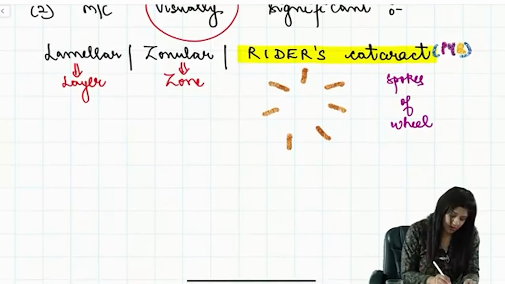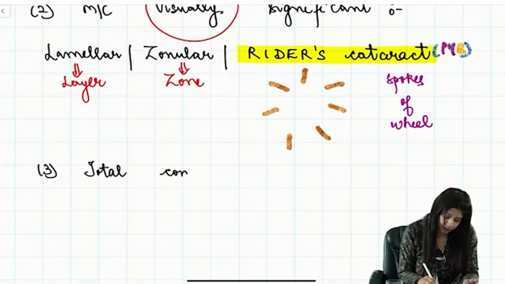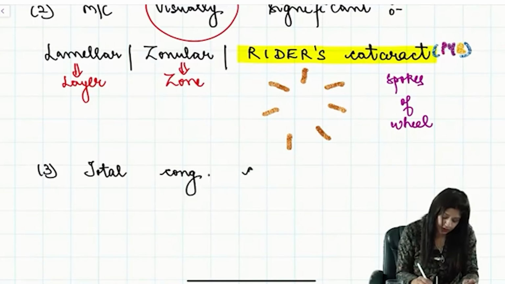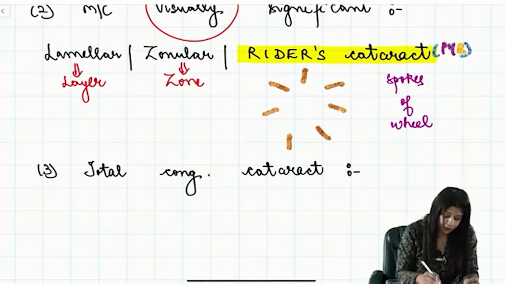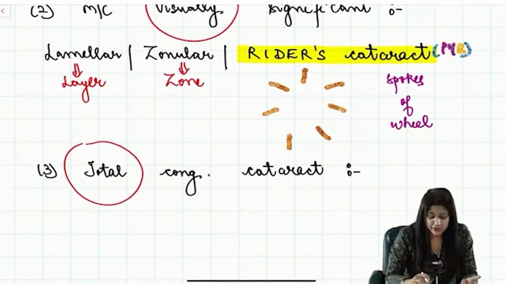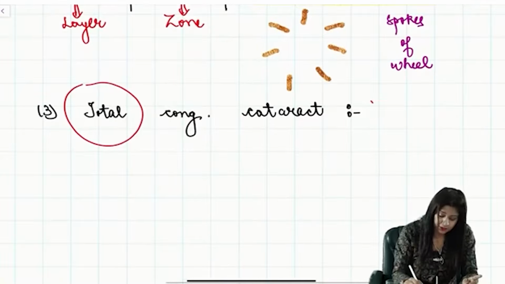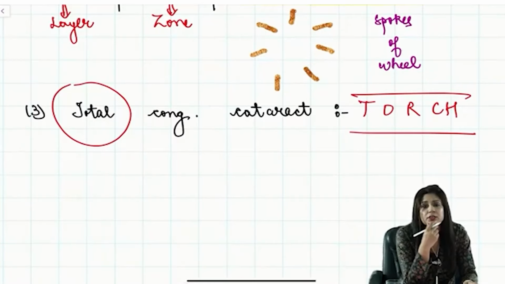And then number 3 is the total congenital cataract. So one was lamellar, one was just punctate. Now for the first time we are having total congenital. This total congenital cataract occurs due to the TORCH group of infections. The TORCH group of infections, what are these?